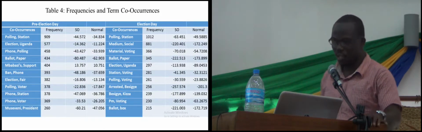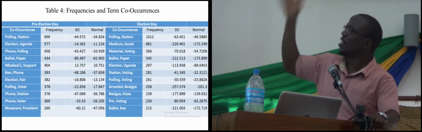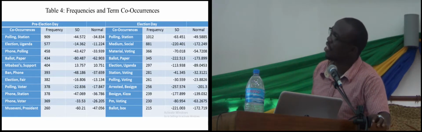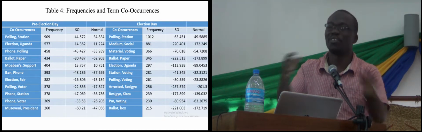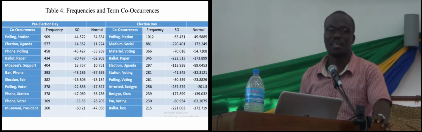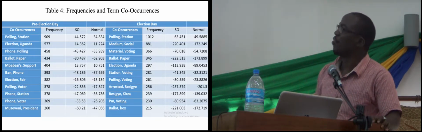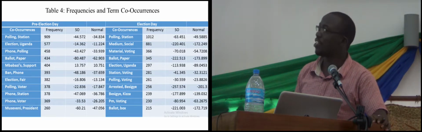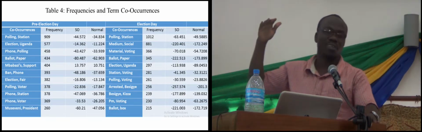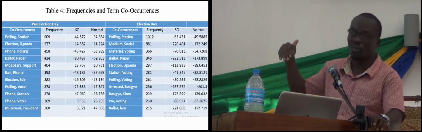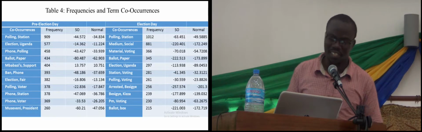So right here, just looking at these 2 days, the election day and the pre-election day, we'll look at the election day in the interest of time. So, polling station was most frequently seen together in the data, appeared about 1,012 times, and it was being used in a negative sense. When you look at the entire column of SO, that is semantic orientation, that's what shows you whether it's being used in the positive or negative sense. As the number goes up, that's the extent of the negativity, and as the number goes down, it's closer to the positive side. So most of it was negative.